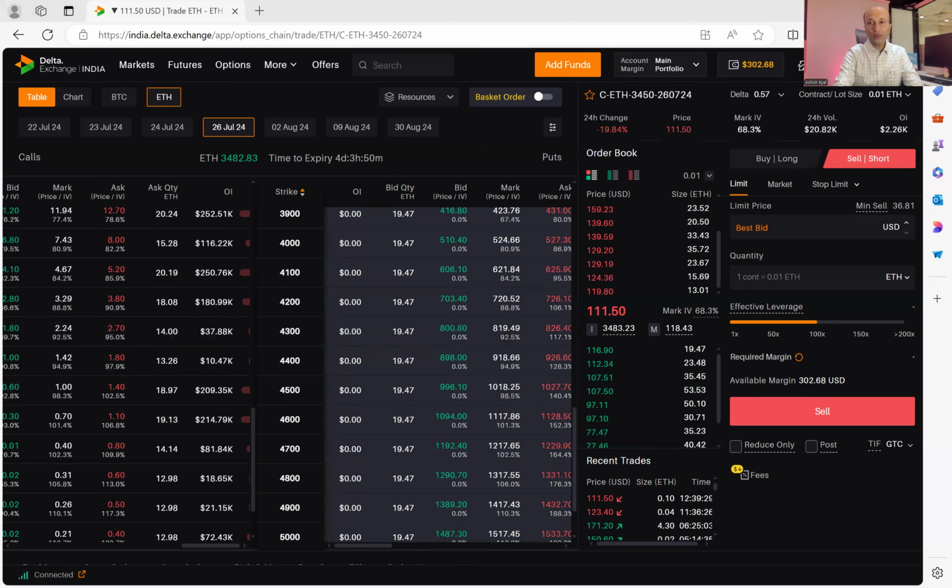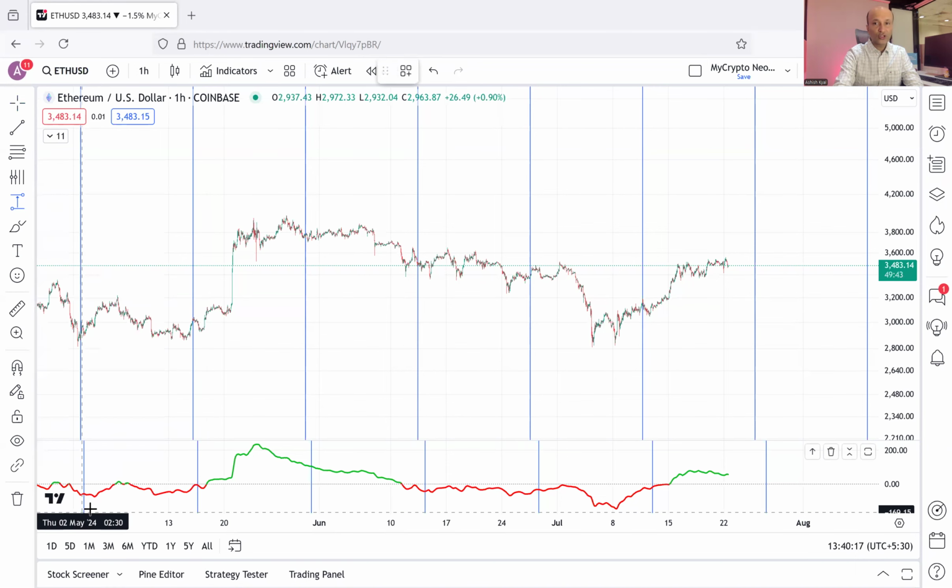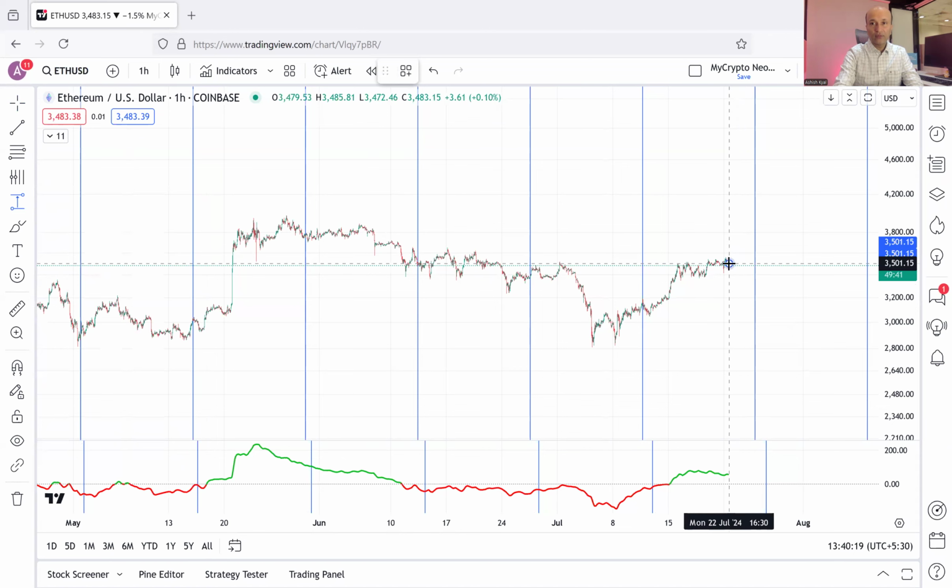So if you look at it on the charts, 4,000 is going to be from the current level, 4,200. If I'm checking on the chart, just give me a second. Let me show it to you also. 4,100, 4,200. If I take the price range and check, this is how far away.